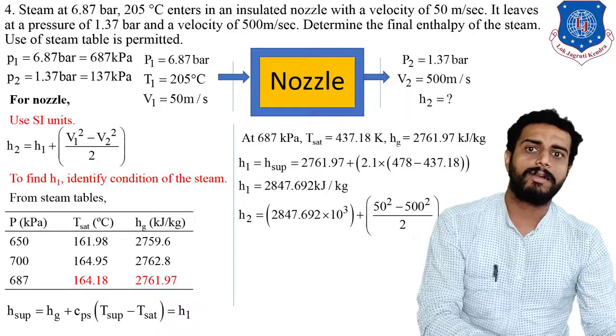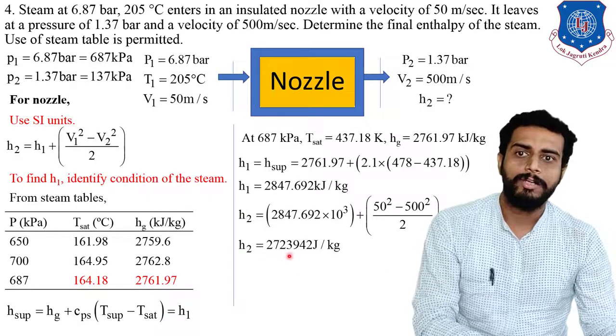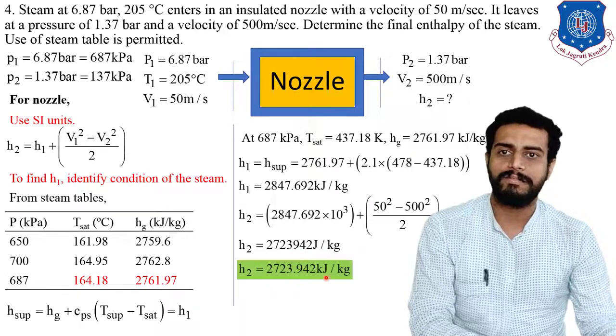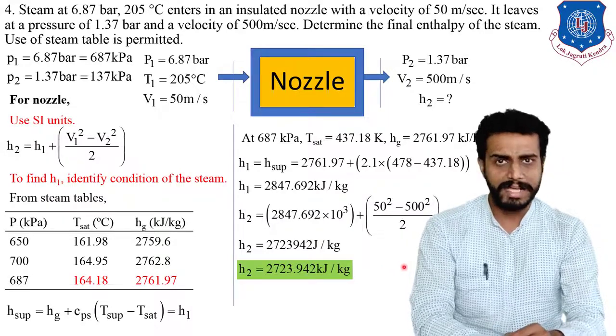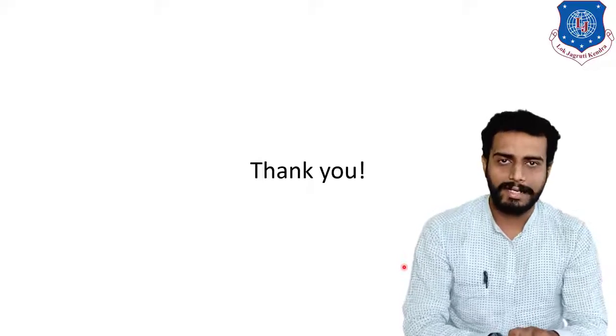So plus 50 square minus 500 square divided by 2. The final answer for the enthalpy will be 2723942 joule per kg, or 2723.942 kilojoule per kg. Clear? I hope you are clear up to this point. So today we will stop here. Thank you.